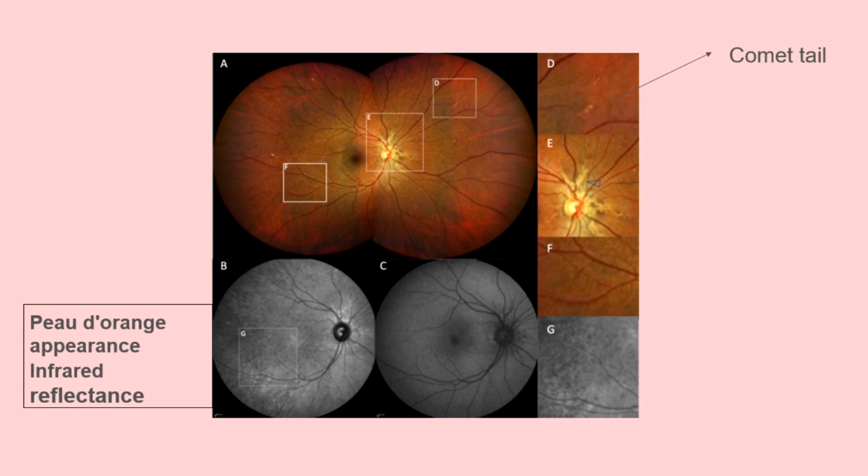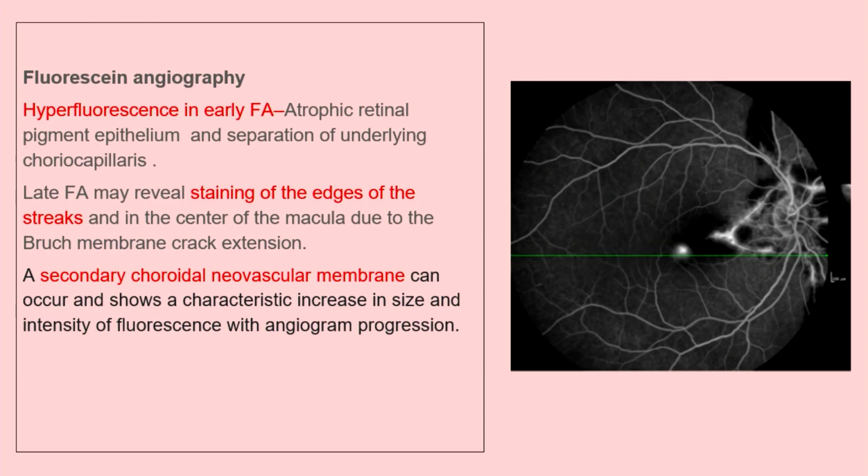Here the pseudo-orange appearance is seen more in the infrared reflectance, and the top one showing a comet tail appearance. In fundus fluorescein angiography, the early phase will show hyperfluorescence because of the window defect, and there is atrophy of the RPE, and there is a separation of underlying choriocapillaris.